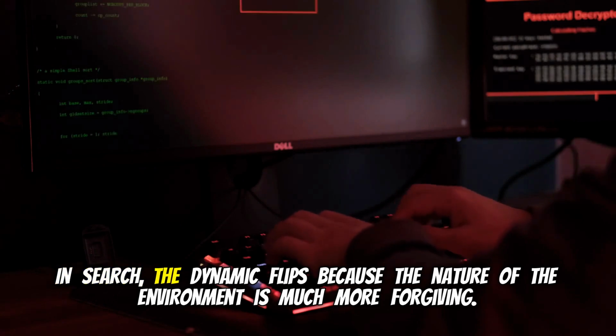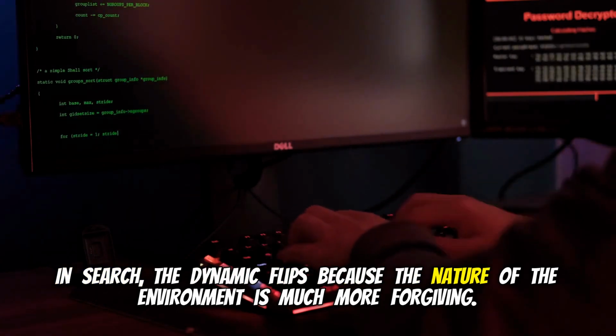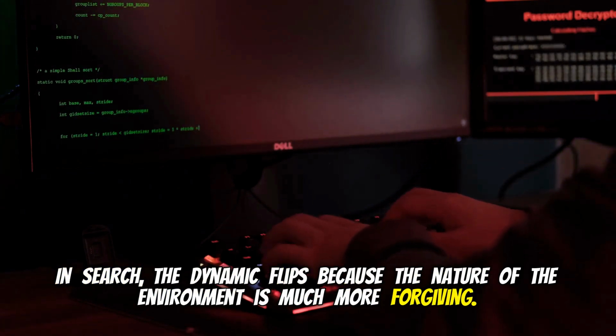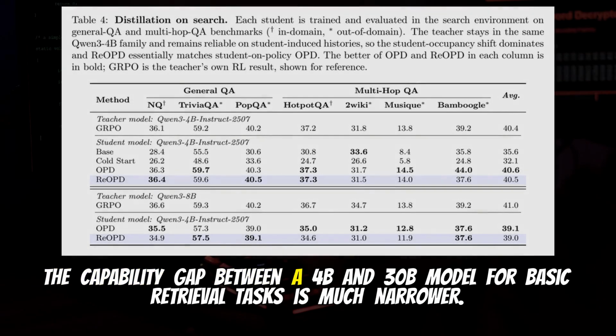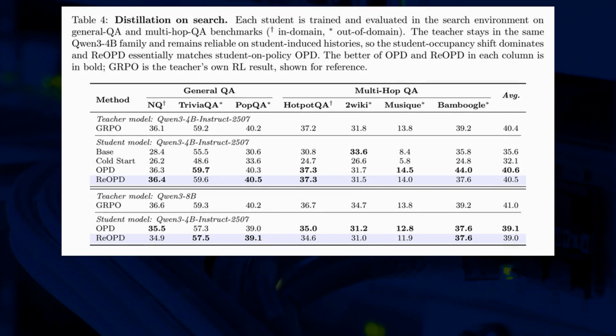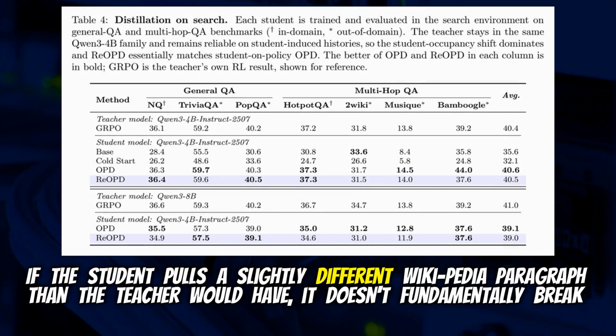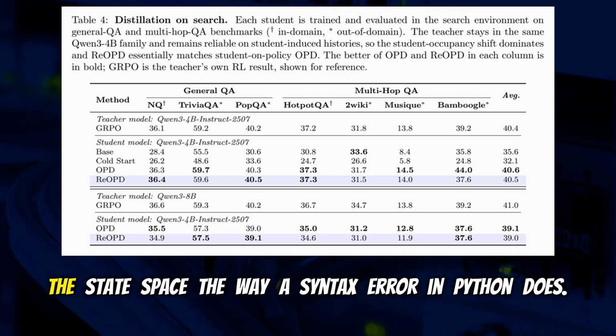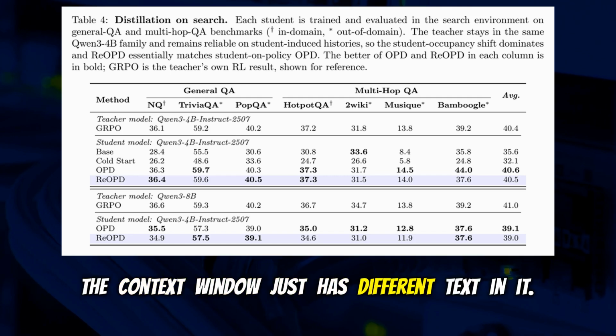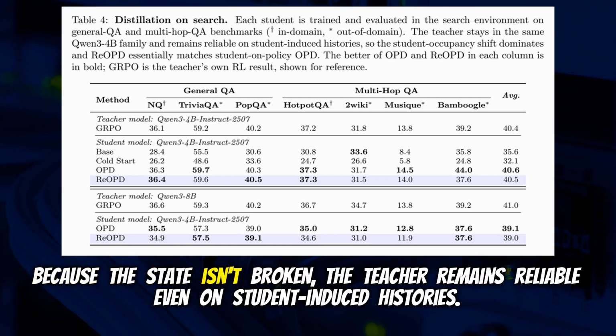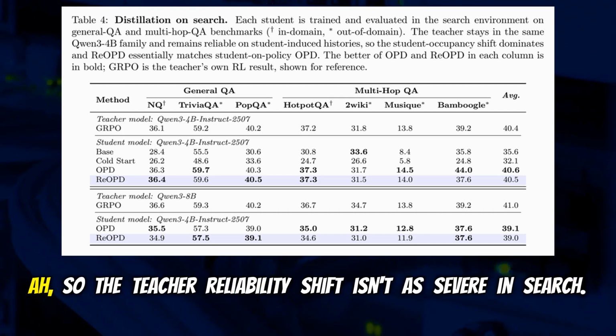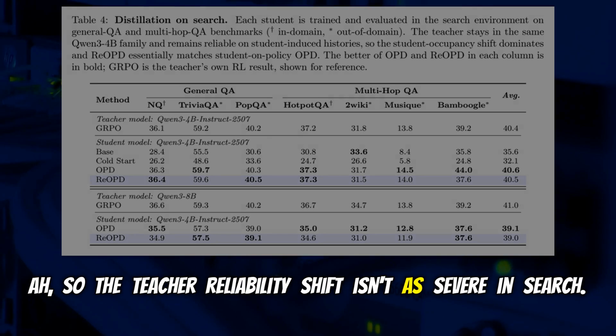In search, the dynamic flips because the nature of the environment is much more forgiving. The capability gap between a 4B and 30B model for basic retrieval tasks is much narrower. Okay, yeah. If the student pulls a slightly different Wikipedia paragraph than the teacher would have, it doesn't fundamentally break the state space the way a syntax error in Python does. The context window just has different text in it. Because the state isn't broken, the teacher remains reliable even on student-induced histories. So the teacher reliability shift isn't as severe in search.